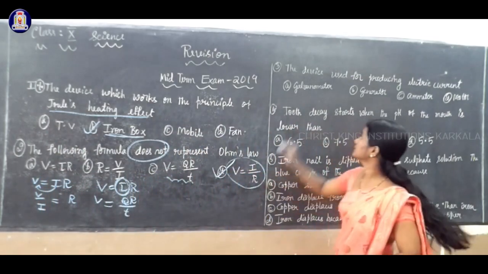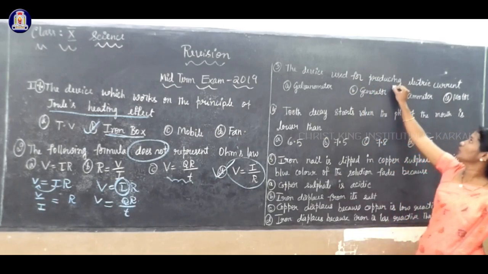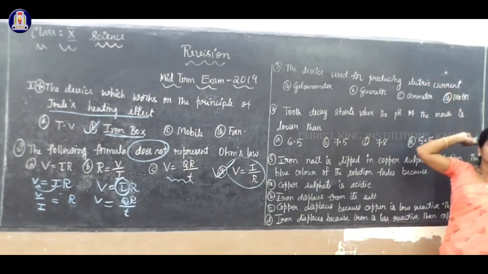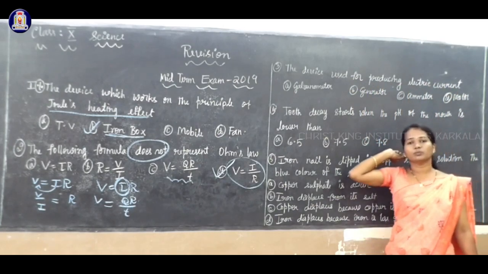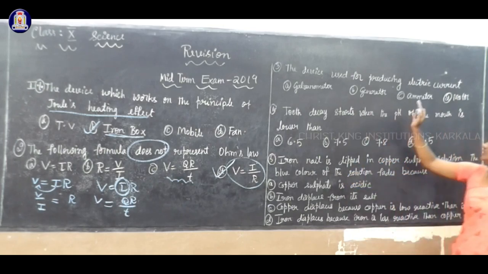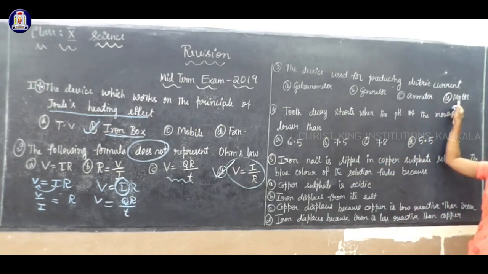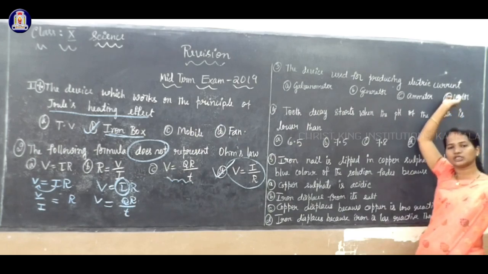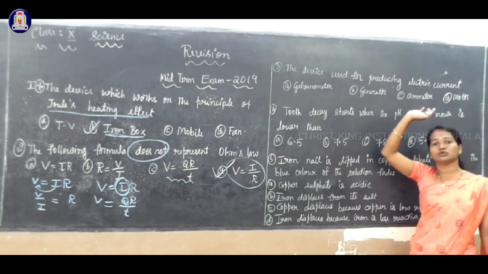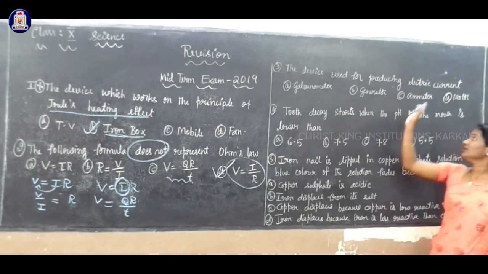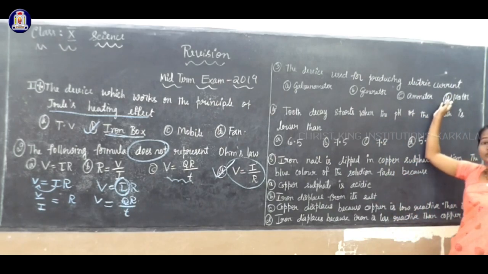The device used to produce electric current. Which device is used to generate electric current? See the last option, motor. Motor is a device which converts electrical energy into mechanical energy. To get the mechanical work, we are using motor, not to produce electricity.